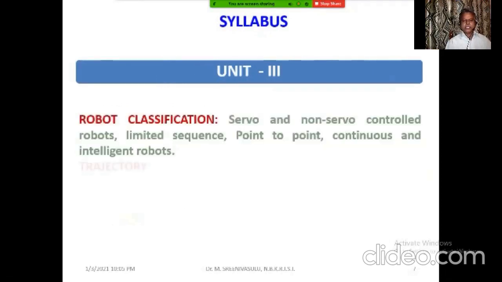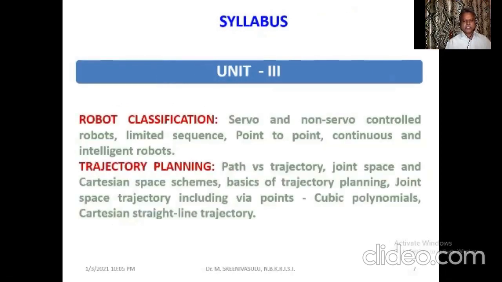Then coming to Unit 3, different types of classifications with respect to servo and non-servo control robots, limited sequence type and point-to-point and continuous motions. In order to achieve them, their requirements are going to be dealt with in particular with respect to the application, what application demands what type of motion. And of course, how an intelligent robot works will also be dealt under that.